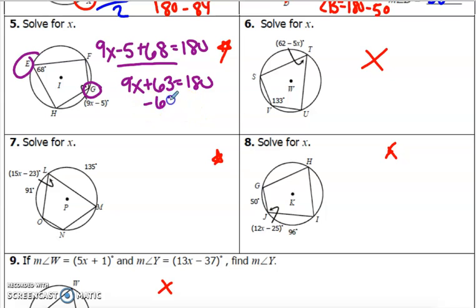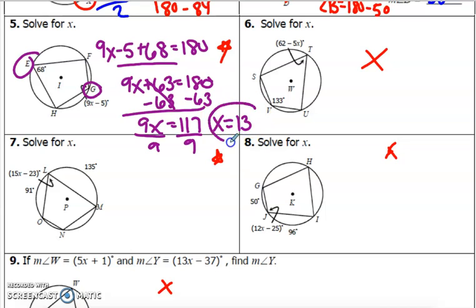I'm going to subtract 63 from both sides. So drop down 9x. 180 take away 63 is 117. Divide by 9. And so you end up getting x is equal to 13. If you wanted to, you could substitute in 13 into your equation to figure out how much angle G would be. You can also take away 180 from 68 to figure out what G would be. So that's actually another way to solve this problem.